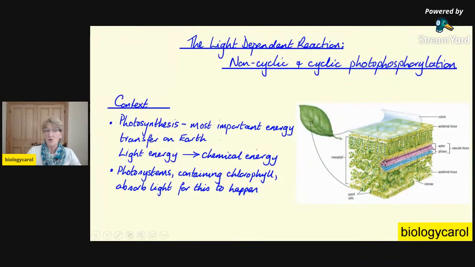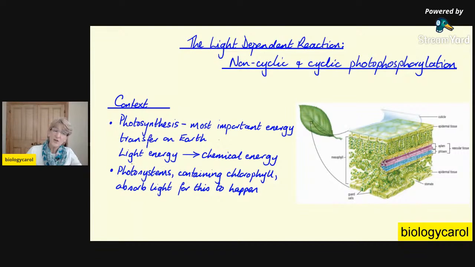So really quick bit of context, just in case you didn't know. This is practically the most important energy transfer reaction on the planet, because it transduces light energy into chemical energy. It's the light energy that powers the reaction between carbon dioxide and water to make glucose and oxygen. Glucose being the foundational molecule that plants make every other molecule that they need from.